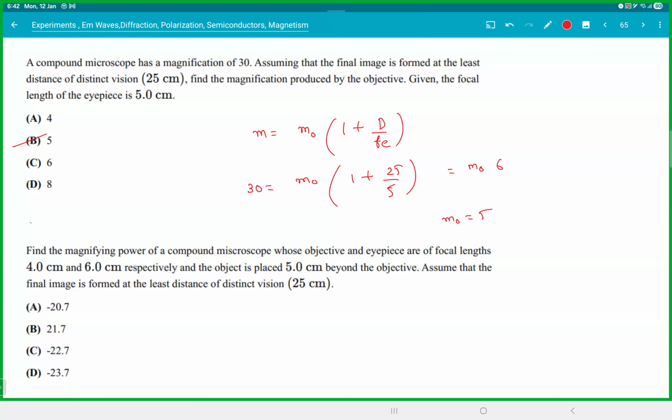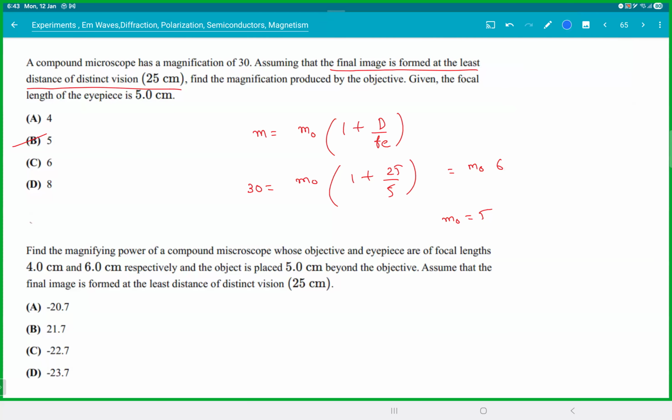If we had said the final image is formed at infinity, then the 1 plus would have been missing, and the answer would be 6. He said the image is formed at the distance of least vision. Clear with this? Because if the final image is at infinity, this is the formula. If the final image is at the near point, we would use 1 plus D by FE.